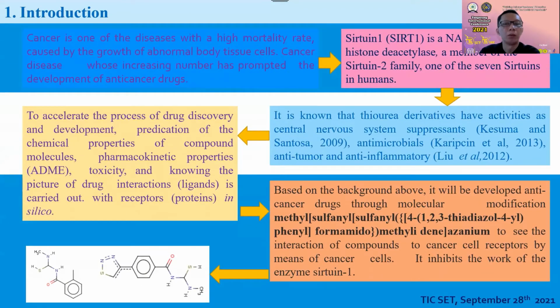The introduction of the research is: cancer is one of the diseases with a high mortality rate, caused by the growth of abnormal body tissue cells. The increasing number of cancer cases has prompted the development of anti-cancer drugs. Sirtuin-1 is a NAD-dependent histone deacetylase, a member of the sirtuin family, one of the 7 sirtuins in humans. Sirtuin-1 is one of the targets in cancer therapy.